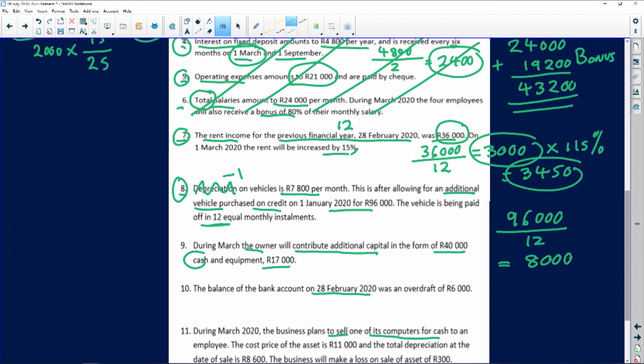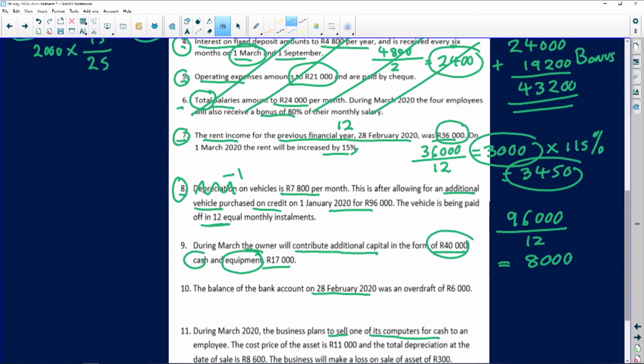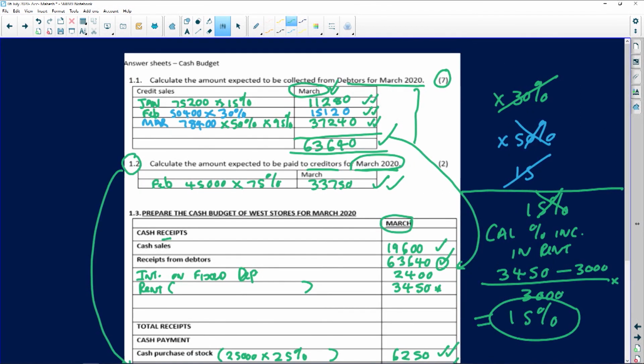So once again, guys, the key is the cash that the business is going to receive. Remember, you're going to be receiving equipment, but that is not physical cash going into your bank account. So the focus is on the actual cash in the form of capital, an amount of 40,000 that the business is going to receive. So that 40,000 goes into our cash budget under cash receipts. This is obviously our capital.